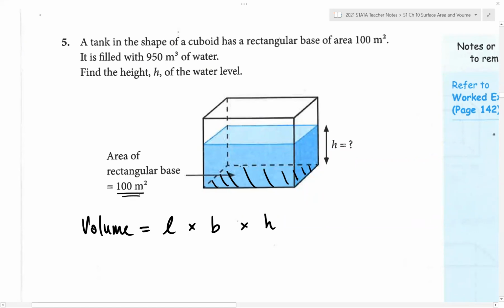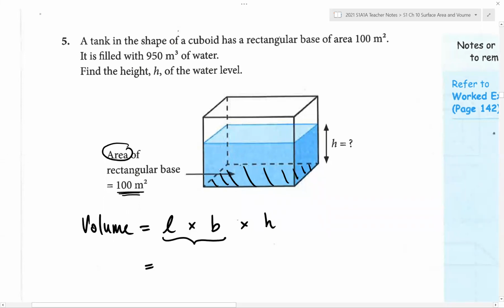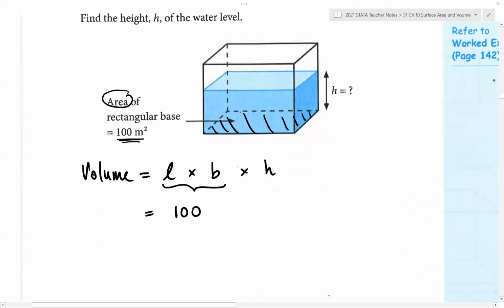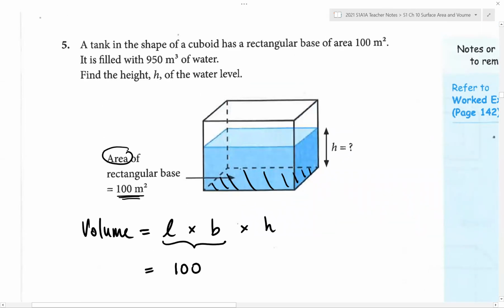What about the base? Area. Okay, area is 100, but it didn't say the breadth is 100, right? Okay, what does length times breadth give us? Area. Okay, so how much is the area again? 100. What is the volume in this case? What is the volume in this question?